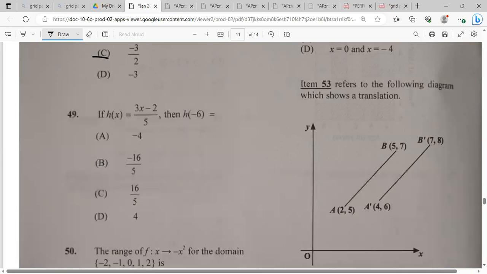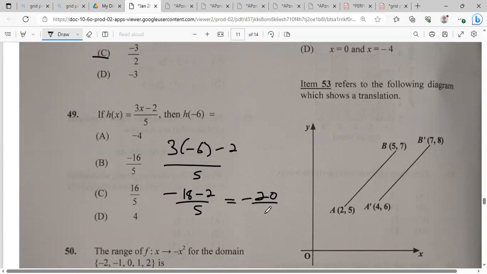If h of x is equal to (3x minus 2)/5, then h of negative 6 is equal to, so first we plug in negative 6 anywhere we see x, and we divide by 5. So this gives us negative 18 in the bracket, minus 2, over 5, which works out to negative 20 over 5, which gives us negative 4.